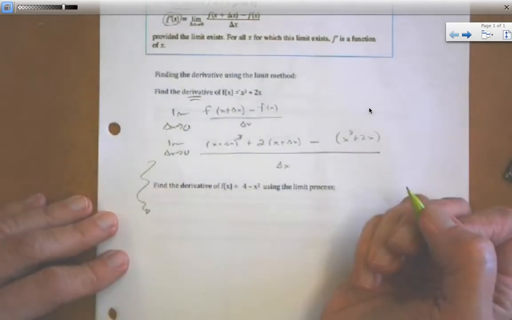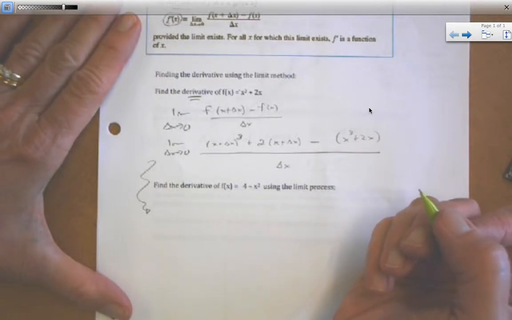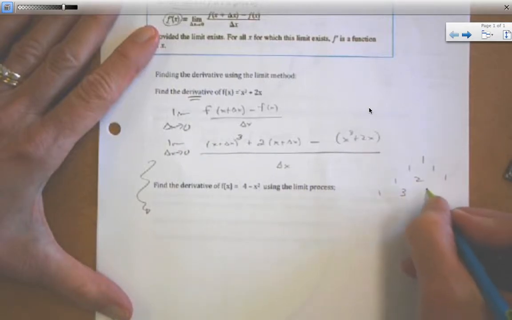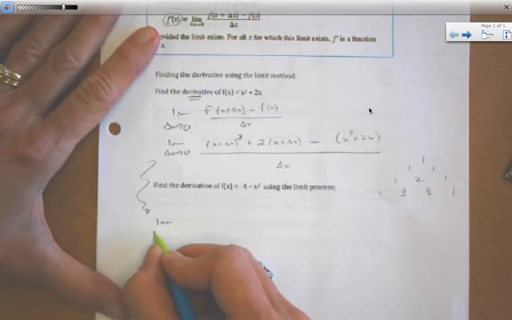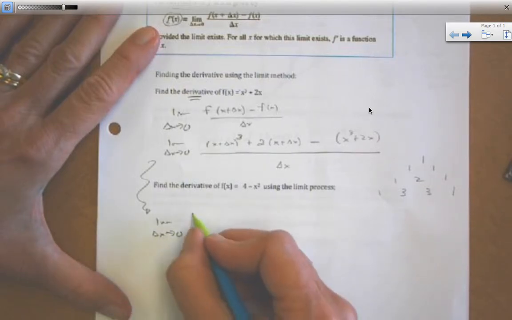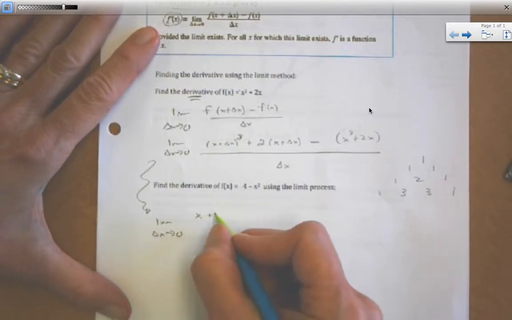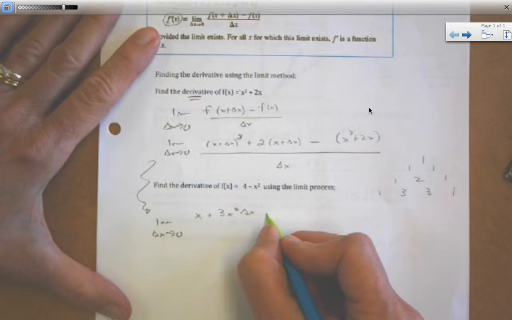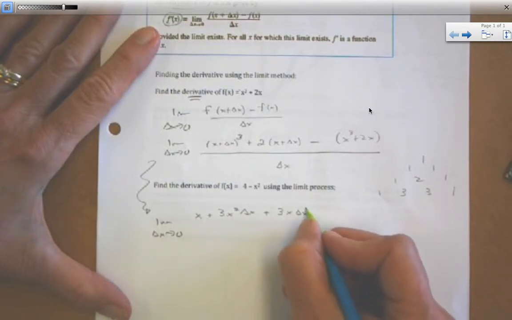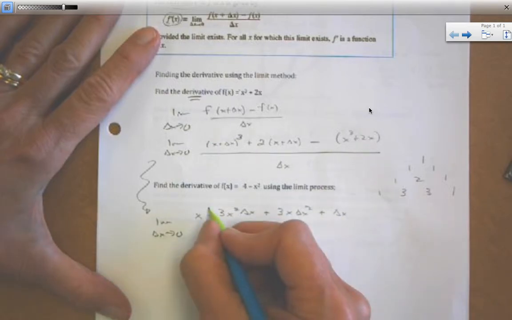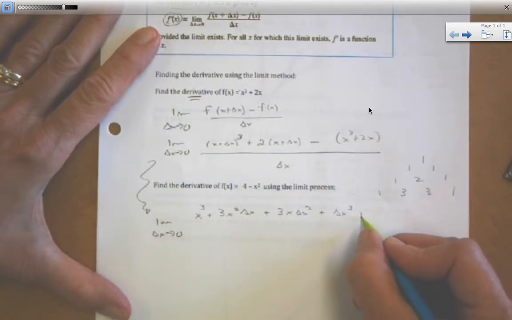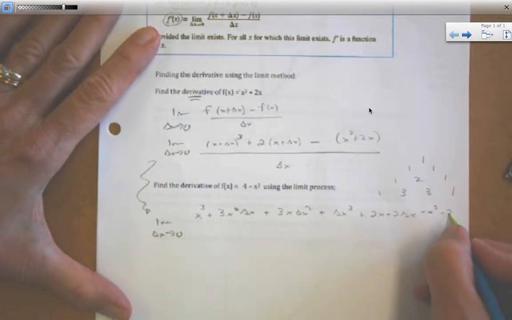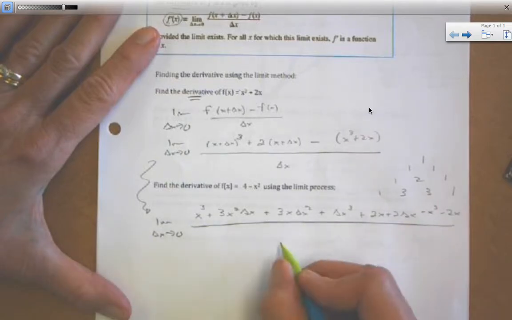Something to the third power. Well, I don't want to do that FOIL 3 different times, so I'm going to go over here and rewrite my Pascal's triangle so I can use it to help me do that expansion. Limit as delta x approaches 0. That would be x cubed plus 3x squared delta x plus 3x delta x squared plus delta x cubed. Ooh, I've got my 3 here. Plus 2x plus 2 delta x minus x cubed minus 2x all over delta x.